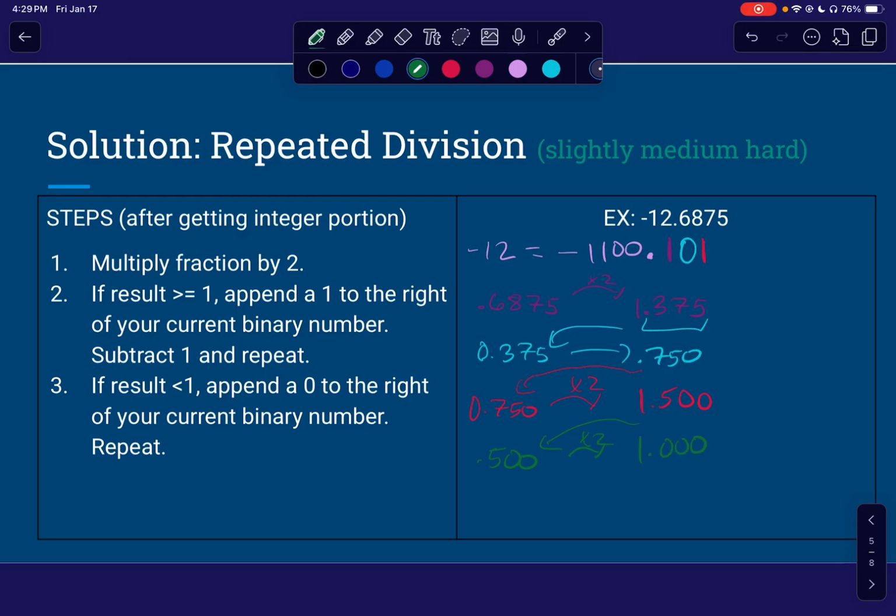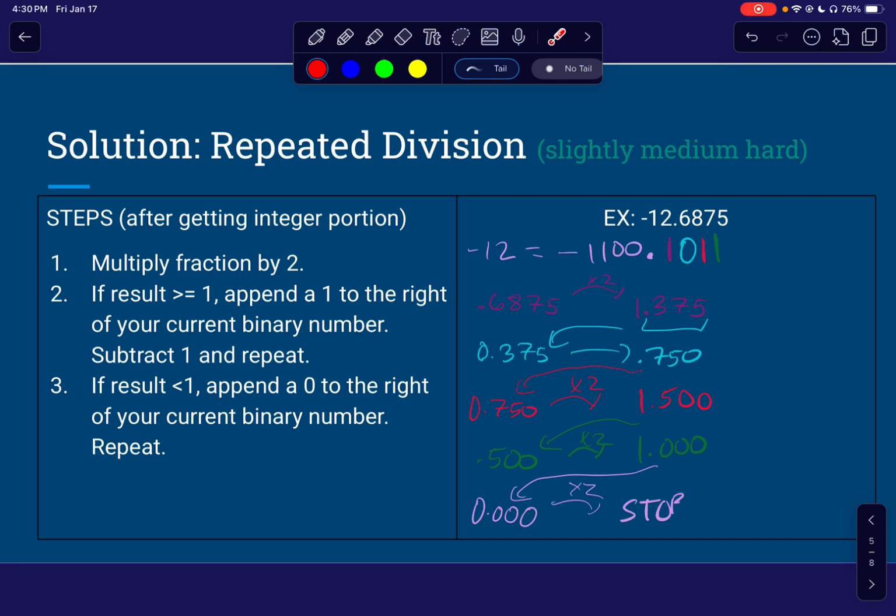Is that greater than or equal to 1? Yes, it is. We're going to append a 1. And then, if you realize right here, that's a terrible blue, we can use this. Bring down the 0.000. Doesn't matter how many times we multiply by 2, 0 is never going to change. So at this point, we are good to stop. All right, and we have our binary point representation right here. So it's a negative 1100.1011.